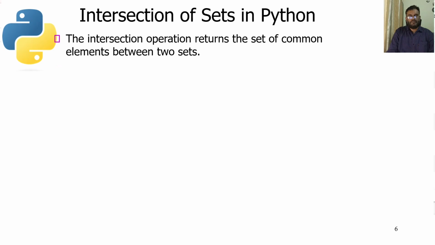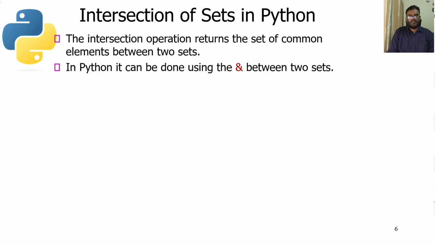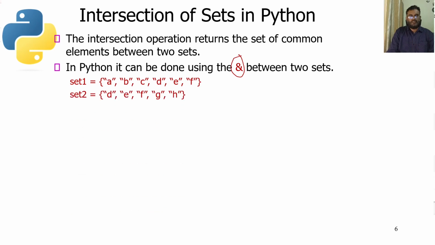So in mathematics, we often take the intersection of two sets. In Python, you can take the intersection of two sets by making use of the AND operator. It will return the common elements in two sets. For example, set 1 has A, B till F, and set 2 has D, E, F till H. Now, if I want to take the intersection of set 1 and set 2, I can store it in set 3, and I will get the common elements D, E, and F, which were present in both the sets. So set 3 will be the intersection of set 1 and set 2.